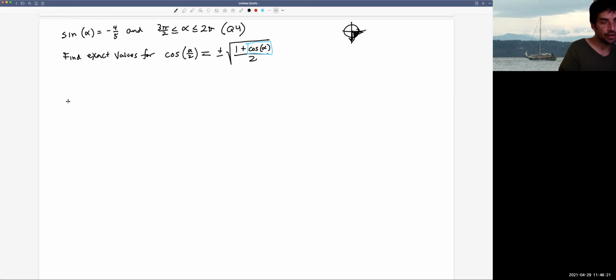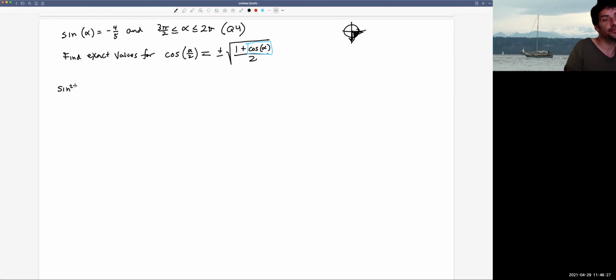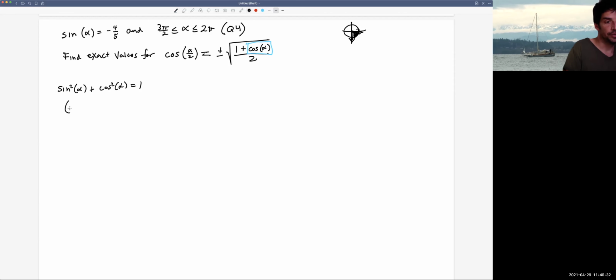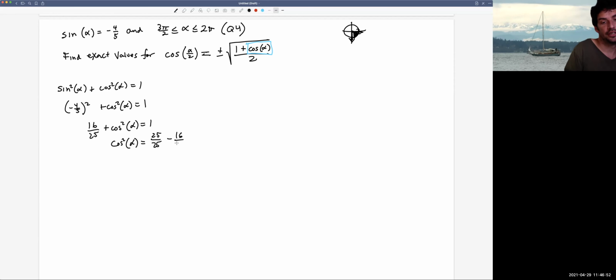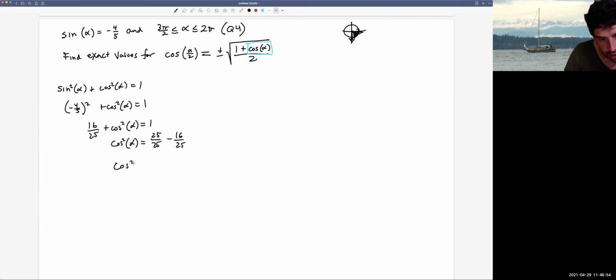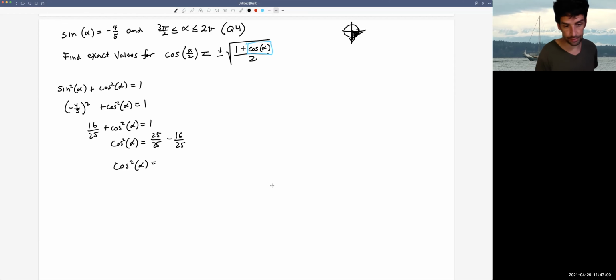There are a few ways we can do it. I'm going to use the Pythagorean identity. So I know that sine squared alpha plus cosine squared alpha is equal to 1. We know what sine is, so if we square that, we've got 16/25 plus cosine squared alpha is equal to 1. Subtract 16/25 from both sides and just write your 1 as 25/25. So cosine squared alpha is going to be 9/25.